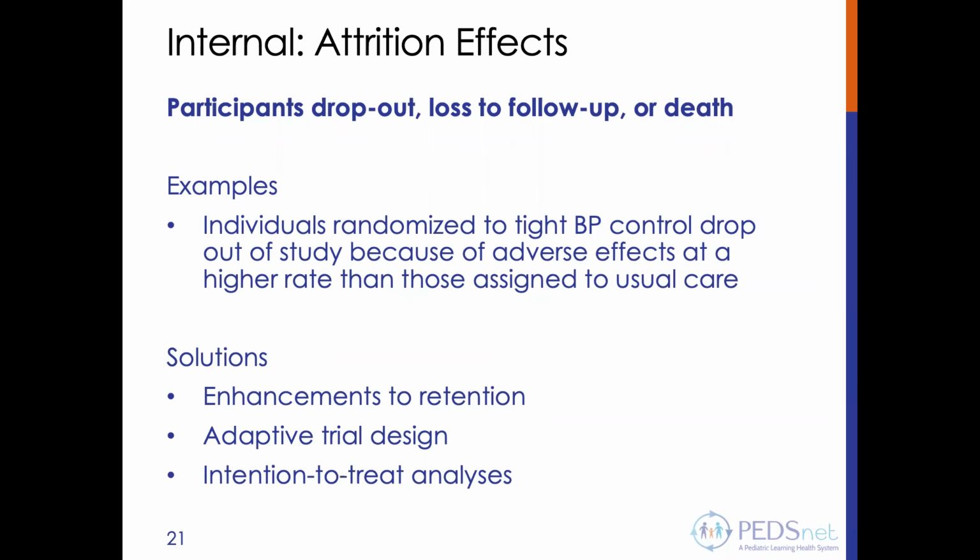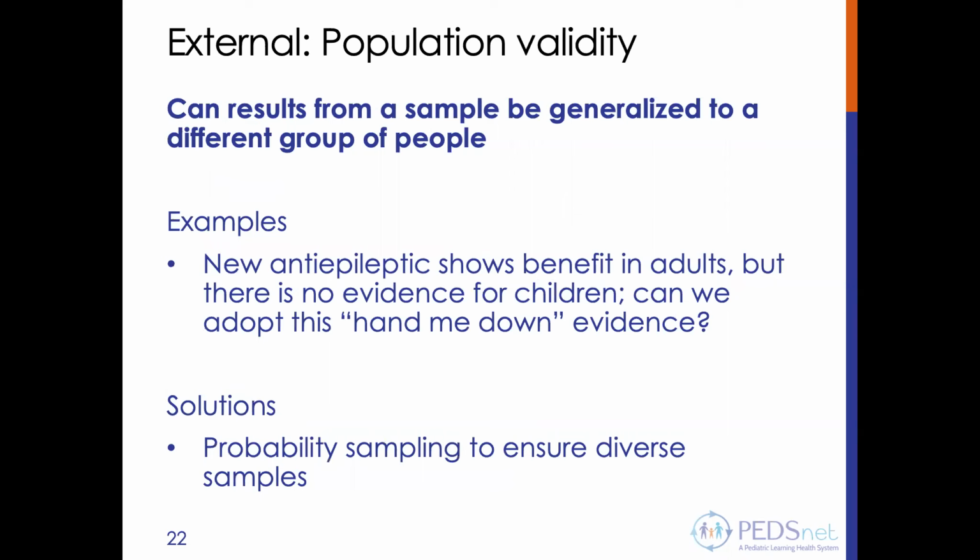You might use an adaptive trial design to address this, so that if people start experiencing adverse effects, you build into your protocol specific changes that you would make, and then you evaluate these different treatment strategies. And then conventionally in a clinical trial, you use intention to treat analysis to estimate treatment effects.